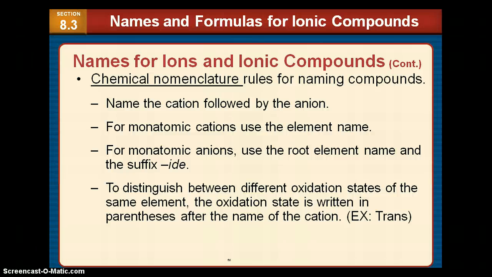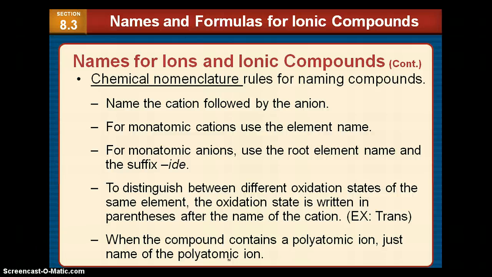Now, if it has different oxidation states, like our transition elements, ones that we can't predict, like copper or iron and other things like that, we need to use the oxidation number in parentheses. The oxidation state is written in parentheses after the name of the cation. For example, I would use iron, parentheses, the Roman numeral 2, oxide. And if I'm writing the compound with a polyatomic ion, I just name that polyatomic ion by looking it up in my chart.